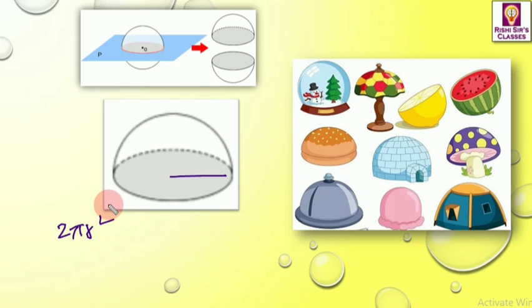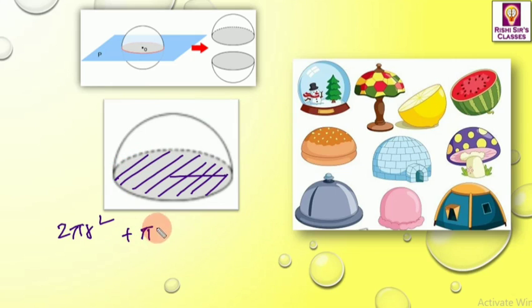Okay, this is clear. Now suppose we want the TSA. In TSA, we are having one base area also. It was not there in case of sphere, but it is there for hemisphere. So we will add CSA plus the base area. And the base area is a circle, and the area of circle is pi r square. So we can say the TSA of hemisphere will be 3 pi r square. Okay, CSA is 2 pi r square and TSA is 3 pi r square.